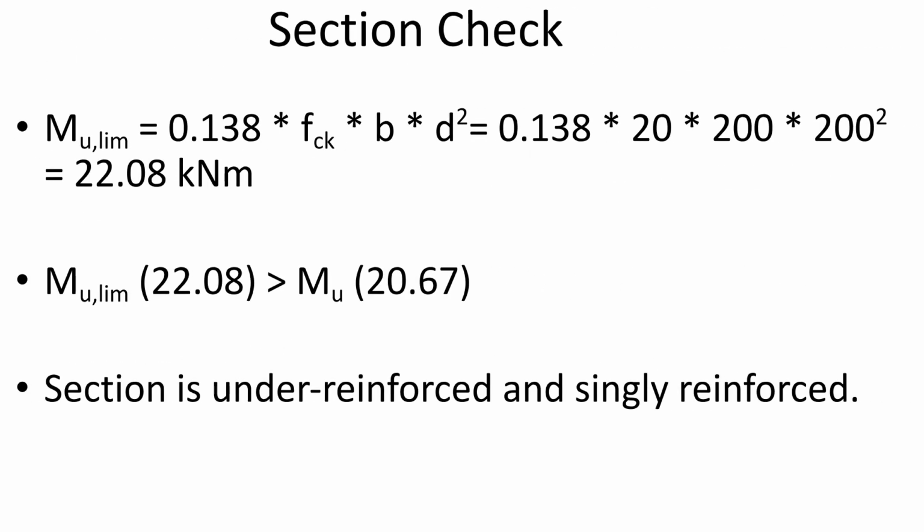We now perform a section check by calculating the limiting moment of resistance based on the grade of the steel used in the design. By substituting the necessary values, we get the limiting moment value as 220.08 kilonewton meters, which is greater than our design bending moment. We confirm that the section is under-reinforced and suitable as a singly reinforced beam.